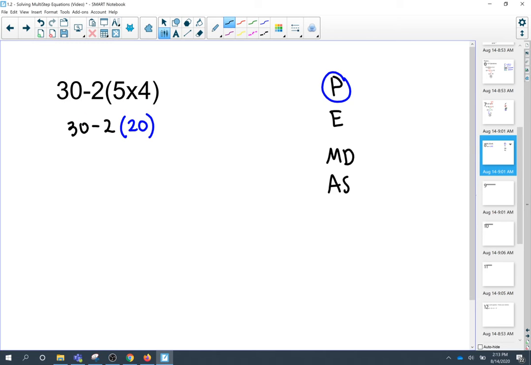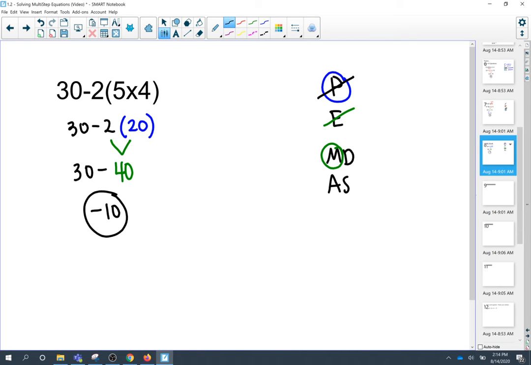Now, at this point, can I take 30 minus 2? No, you still can't. Follow your list. So parentheses are gone. There were no exponents. Multiplication or division? Yes, there is multiplication. I don't see a multiplication sign, but it's there with these parentheses. So 2 times 20 is 40, and then you bring down 30 minus 40, which ultimately is negative 10.